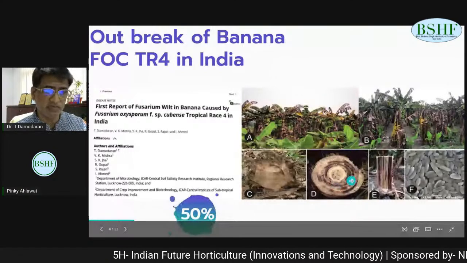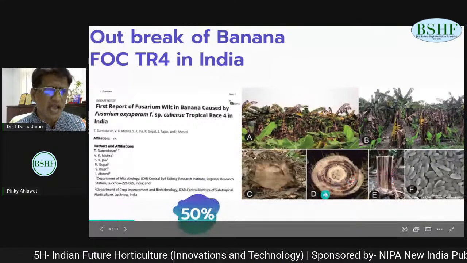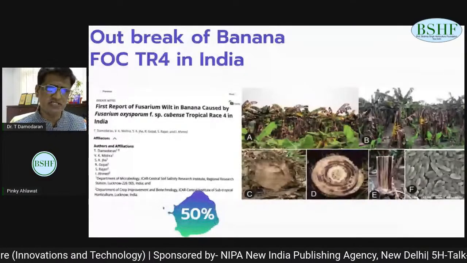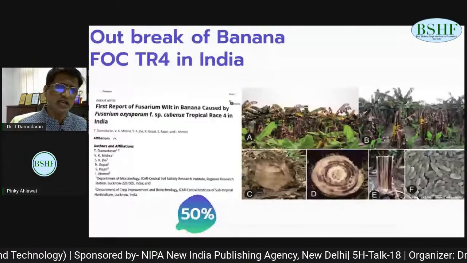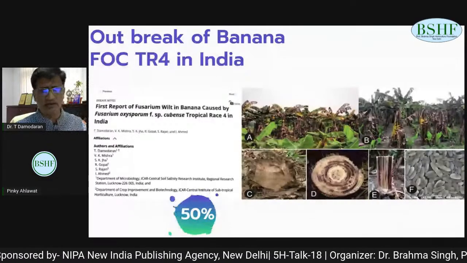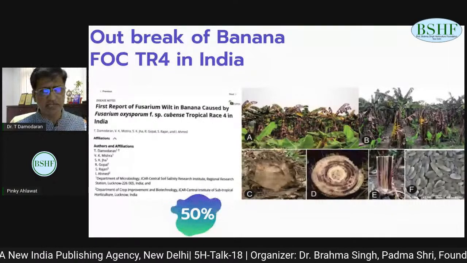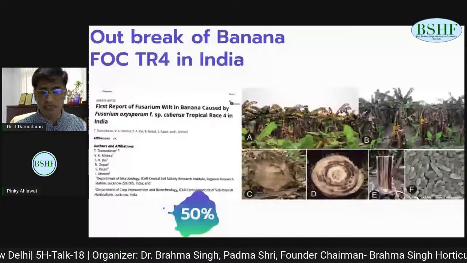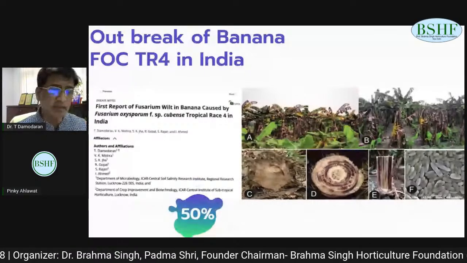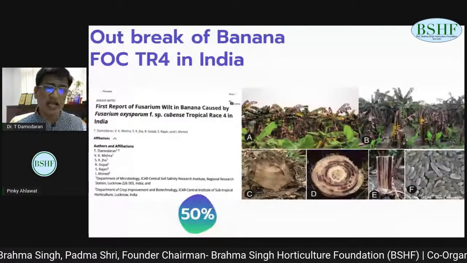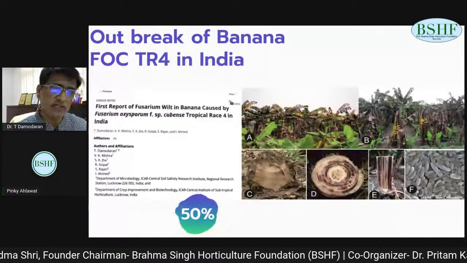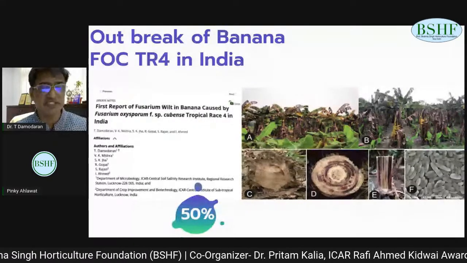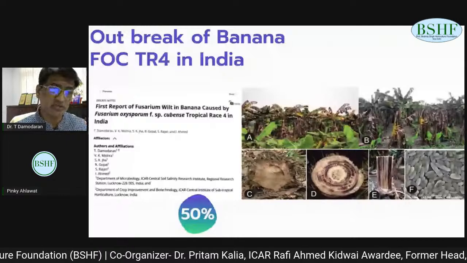Before saying it is tropical race 4 or banana Fusarium wilt, identification itself is very complex because it's a very tricky disease. The symptomology of this disease coincides with a lot of other diseases like collar rot or the bacterial wilt caused by Erwinia. The second is nematode or weevil damage, which has the same symptoms. The most similar symptoms are also witnessed in the subtropical zones where there is calcium deficiency, and calcium deficiency also gives this.